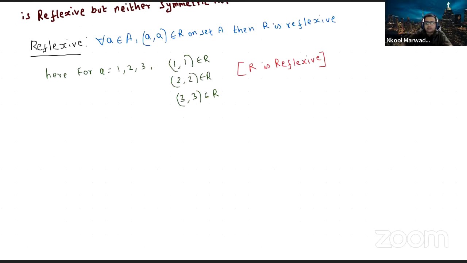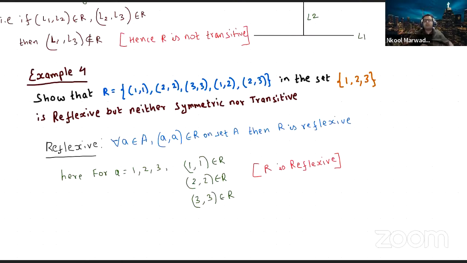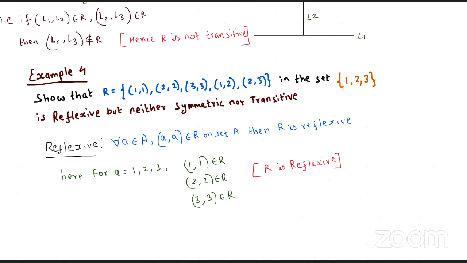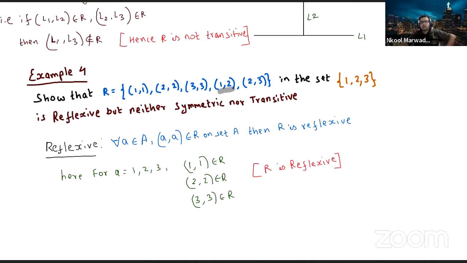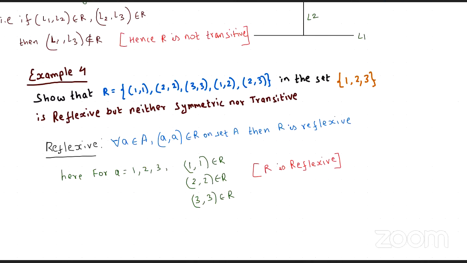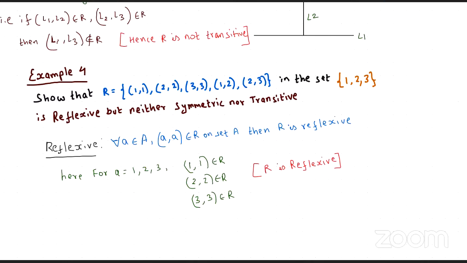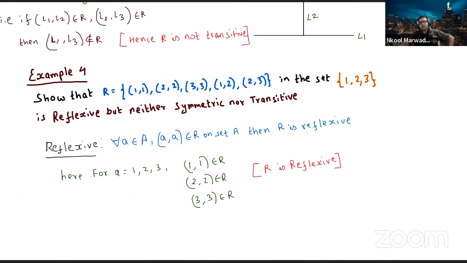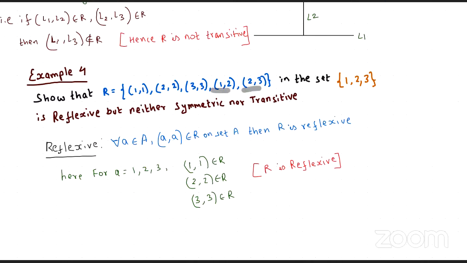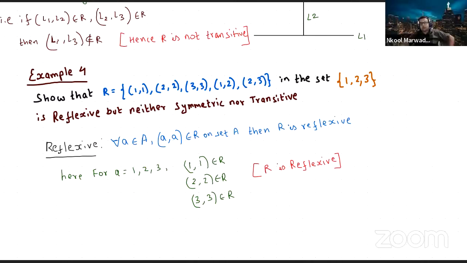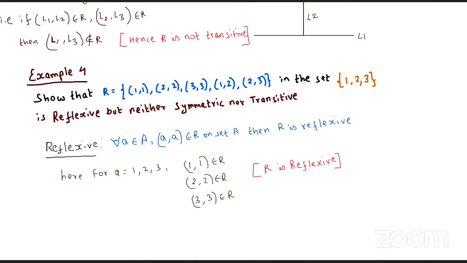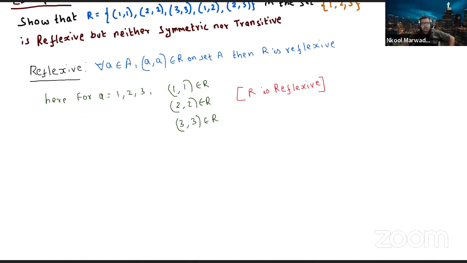So first, let us try to analyze it. Then we can write it properly. So for symmetric, if (1, 2) is there, then (2, 1) we should have. But it is not there, and hence it is not symmetric. And same for transitive also. (1, 2) is there, (2, 3) is there, but (1, 3) is not there. So it is not transitive. So the answer is not symmetric and not transitive.